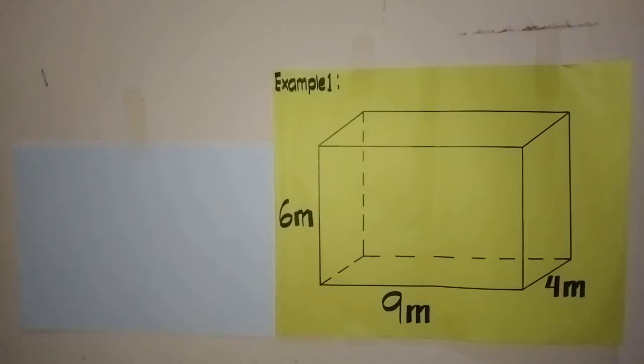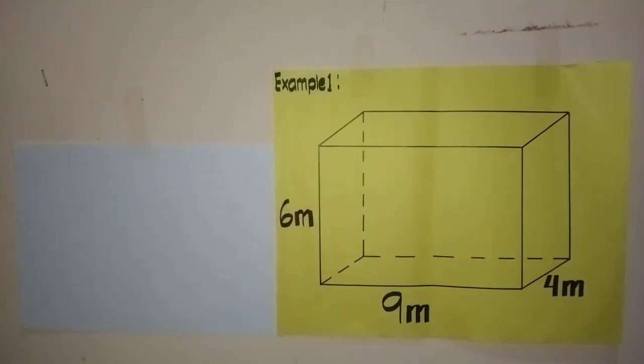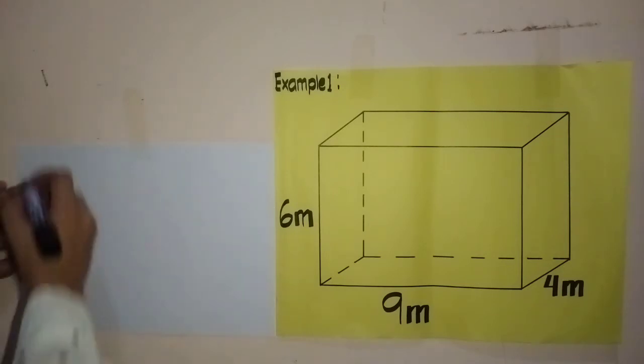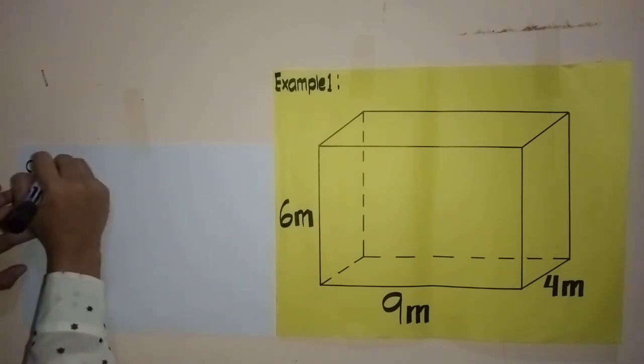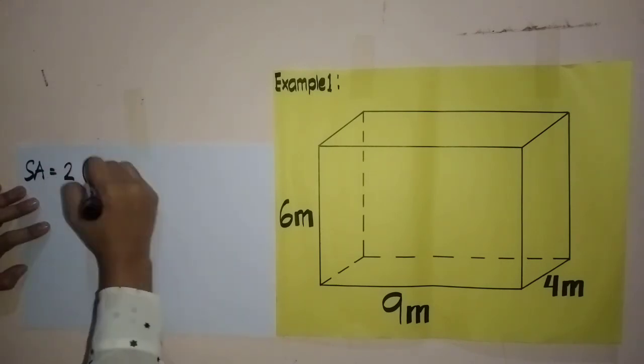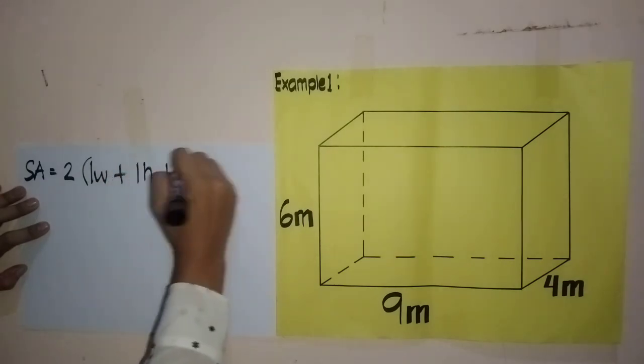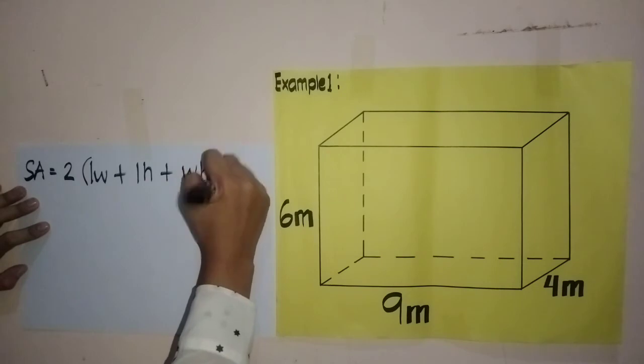So now we will have an example in getting the surface area of three-dimensional figures. First we will have a rectangular prism. So the formula for getting the surface area of a rectangular prism is SA equals 2 times length times width plus length times height plus width times height.